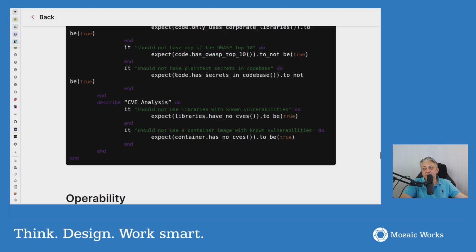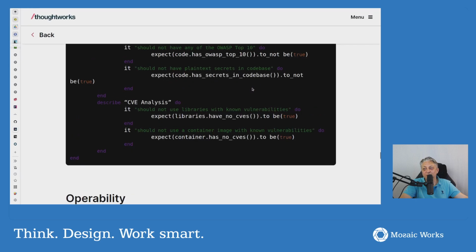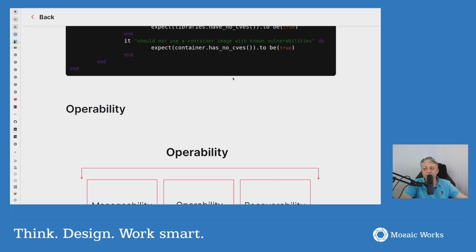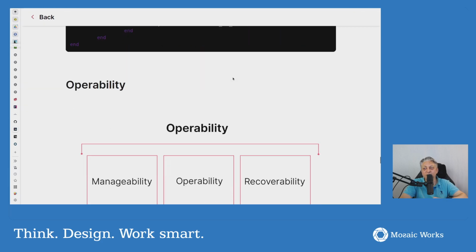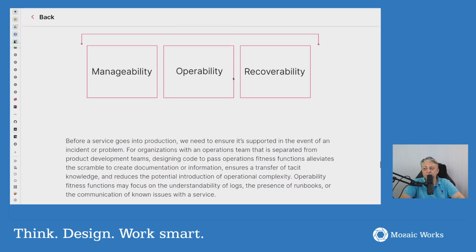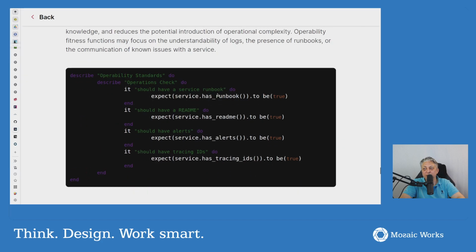Expect code has secrets in code base to not be true. Yeah, that would be fine. Expect libraries have no CVEs. This would have been a bit more difficult a few years ago, but now I think there are APIs who give you that information. And container has no CVEs, so you can actually extract this information. And then you have operability, manageability, recoverability.